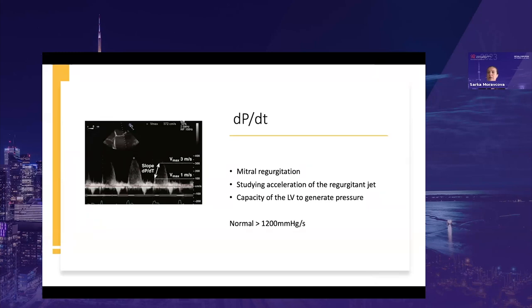Another measurement of myocardial function, which is not in the recommendations, but I find it quite useful, is the dP/dt measurement, which is measuring the isovolumetric contraction of the left ventricle. It also has several issues. One is that you can only measure it if you have a good quality signal of mitral regurgitation. Also, if there are any conduction issues, they can decrease the value of dP/dt. A value below 500 indicates severe dysfunction.